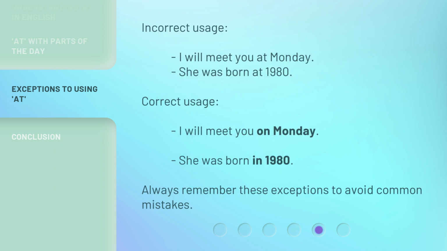Incorrect usage. I will meet you at Monday. She was born at 1980. Correct usage. I will meet you on Monday. She was born in 1980. Always remember these exceptions to avoid common mistakes.